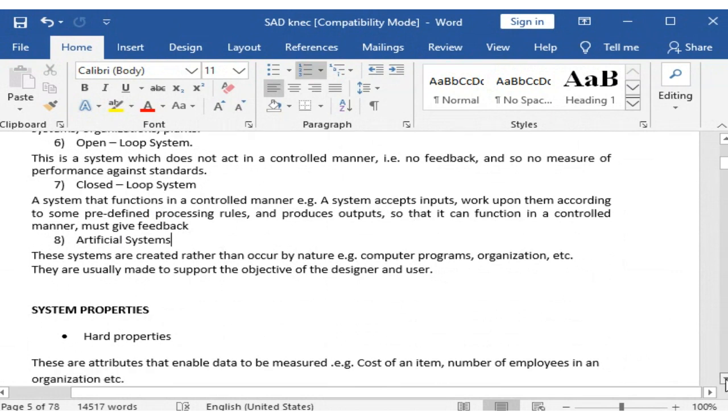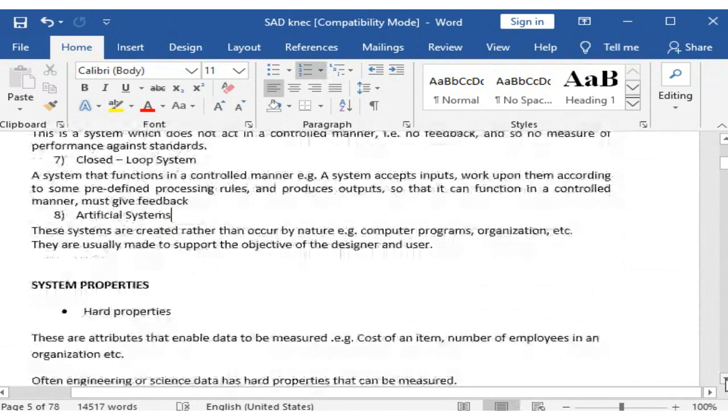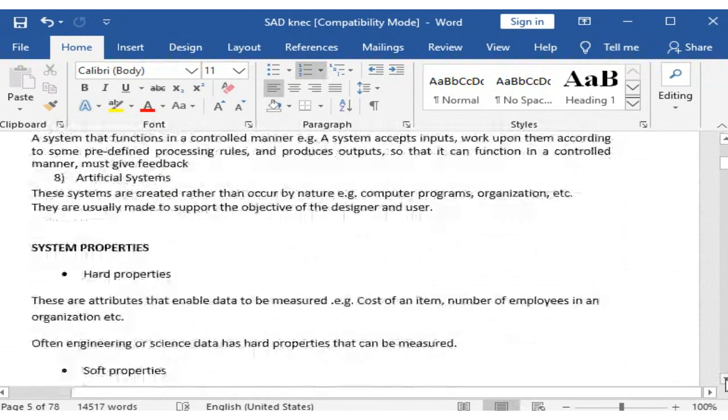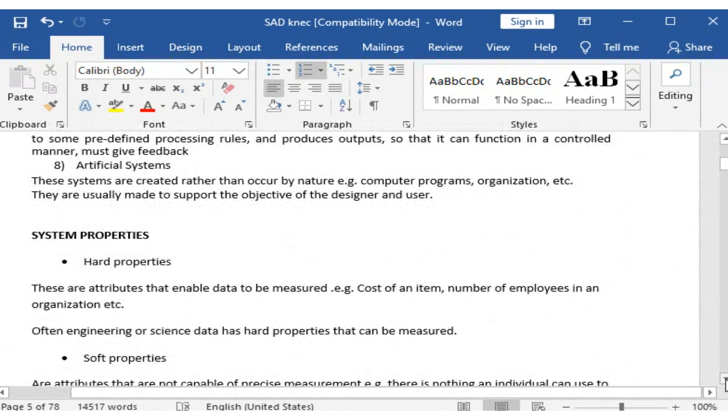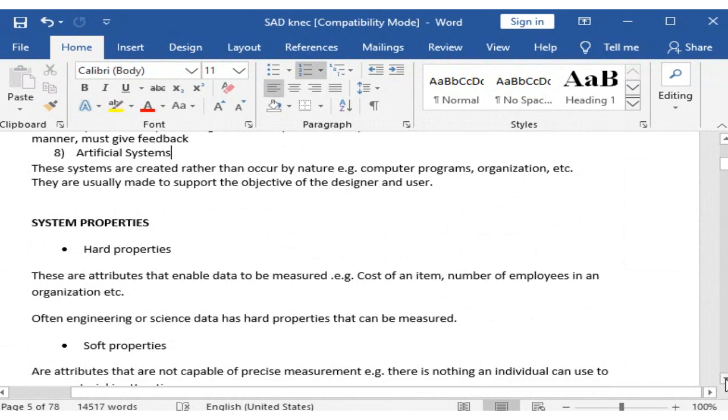Then we have artificial systems. These systems are created rather than occurring by nature, e.g. computer programs, organizations, etc. They are usually made to support the objective of the designer and user.